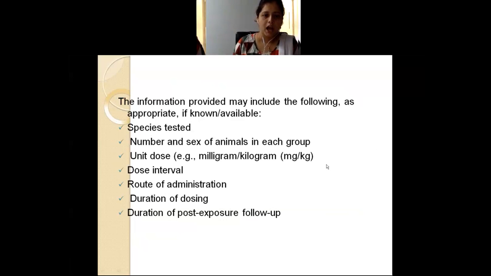Also, how many species have been tested, the number and the sex of the animals in each group should be mentioned. Unit dose that is being given to the animals, for example milligram per kilogram, dosing interval, the route of administration, the way we are administering the drug, duration of dosing, duration of post-exposure follow-up.